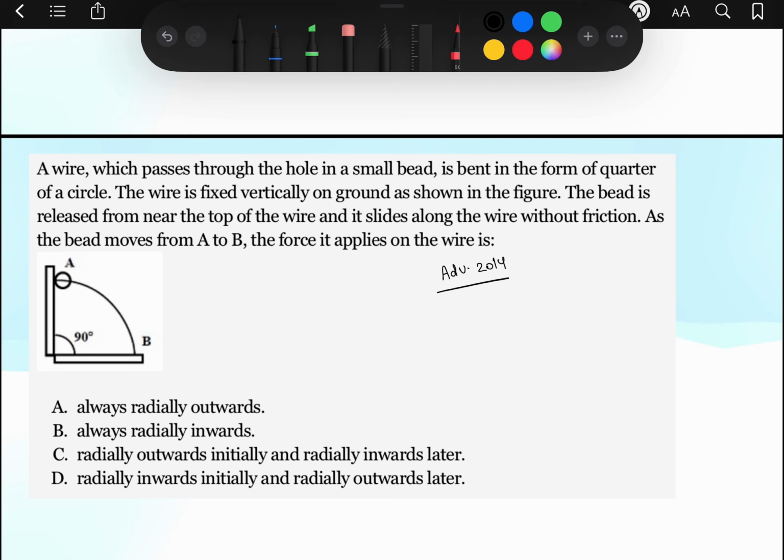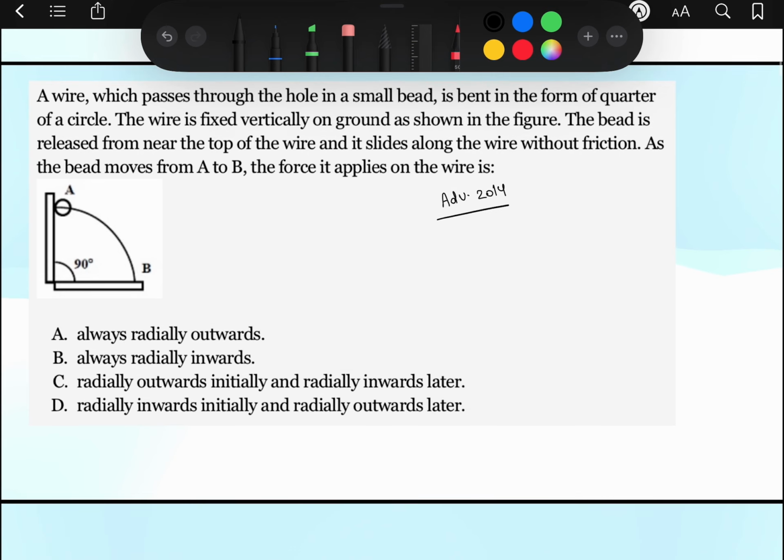Here is the question. A wire which passes through the hole in a small bead is bent in the form of quarter of a circle. The wire is fixed vertically on the ground as shown in the figure. The bead is released from the top of the wire and it slides down the wire without friction. As the bead moves from this point A to point B, the force it applies on the wire.